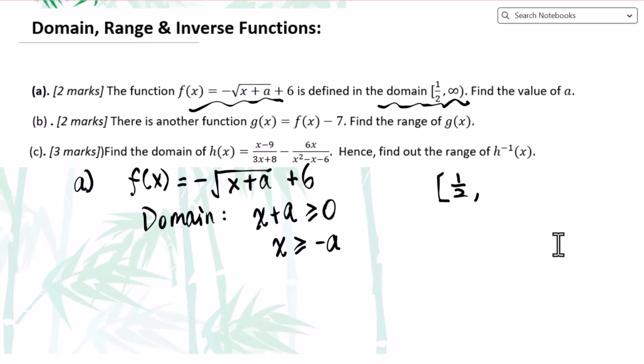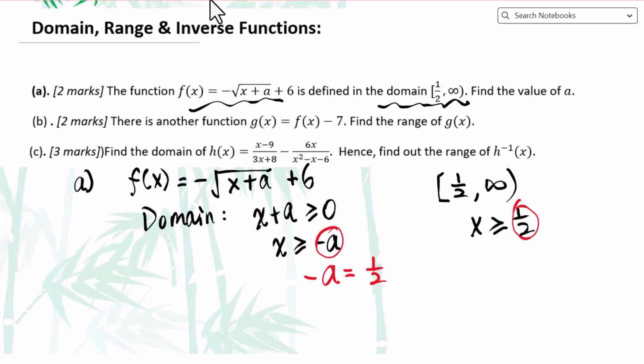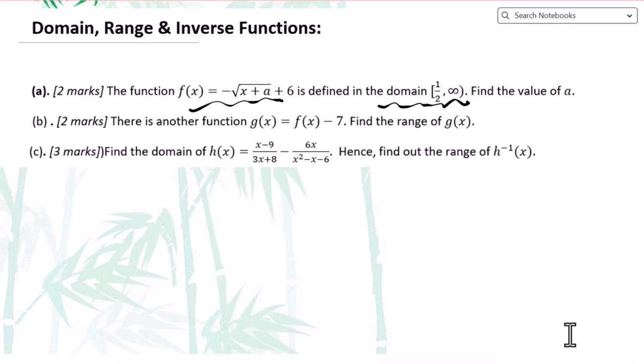Look at the given domain. It's in interval notation, which means x greater than or equal to 1 over 2. We will set up negative a equals 1/2. Divided by negative 1 both sides. A equals negative 1/2. Let's go to B.